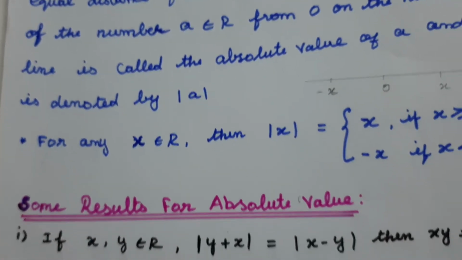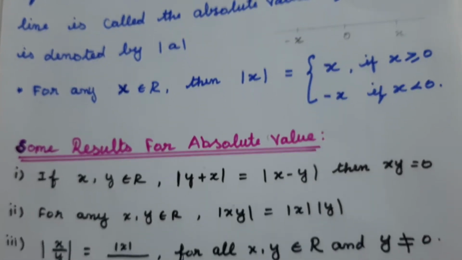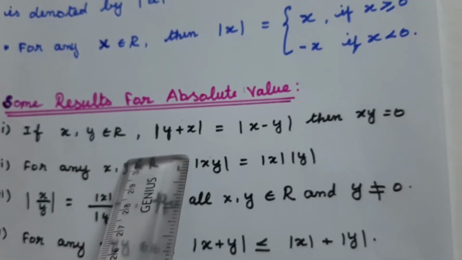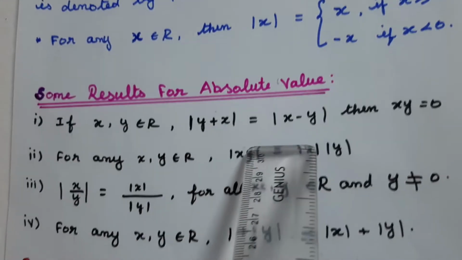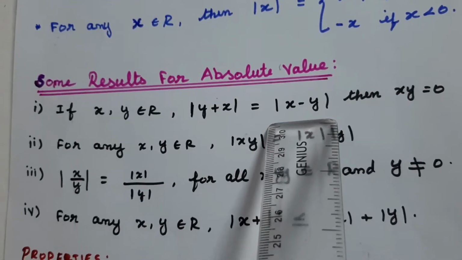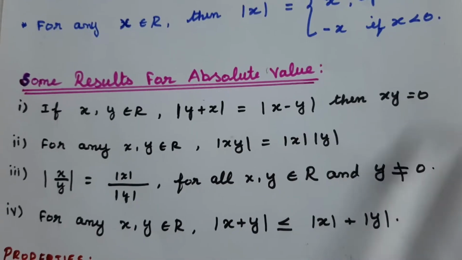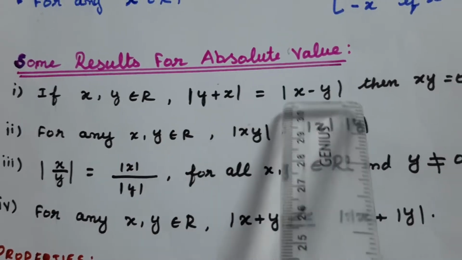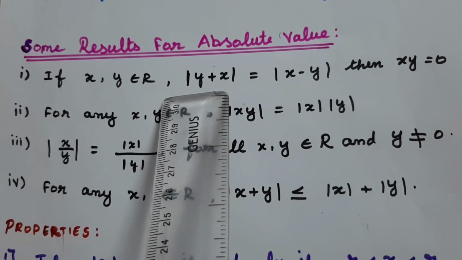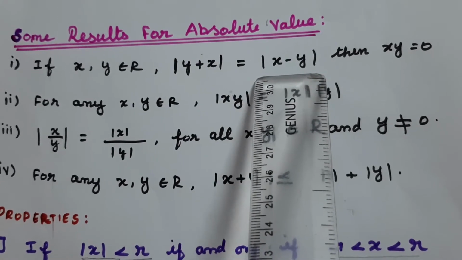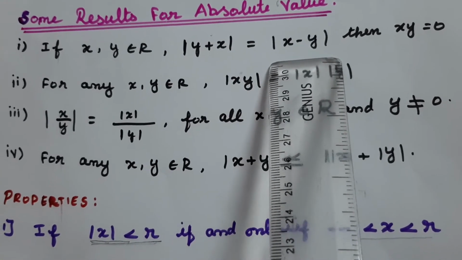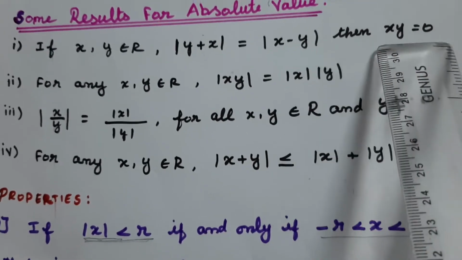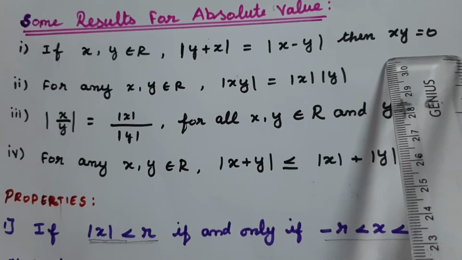Some results based on the absolute values. If you have x and y, any two real numbers, then modulus of y plus x is equal to modulus of x minus y, which gives xy is equal to 0. When you square on both sides, you get x plus y the whole square and x minus y the whole square. The square values get cancelled and you have only the 2xy values. That's why you get xy is equal to 0 here.